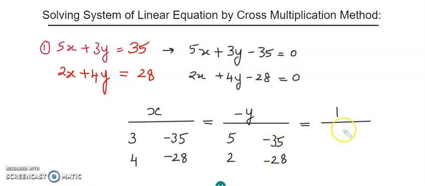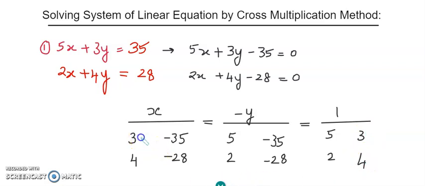Now when we write 1 upon, the numbers which will come below 1 will be the coefficient of x and the coefficient of y. So 5, 2, 3, 4. What was the first rule? Shift the constant to the left, put down x, minus y, 1. Then below x you will write the coefficient of y and constant. Below minus y, you will write the coefficient of x and constant. Below 1, you will write the x coefficients and y coefficients.